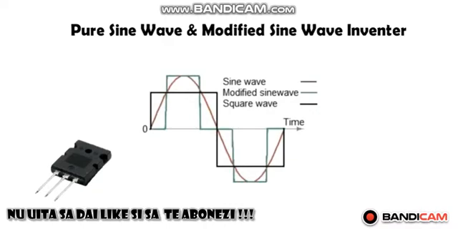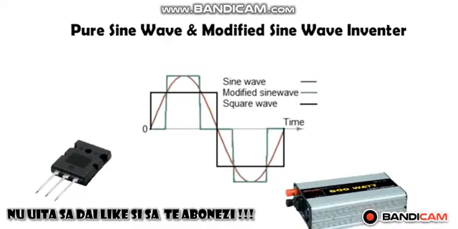Pure sine wave inverters, on the other hand, run electrical appliances much smoother. Appliances run without buzz or hiss sound.